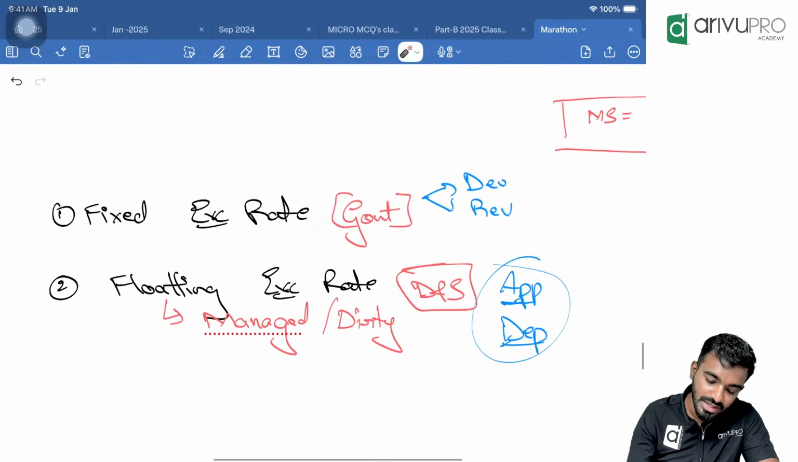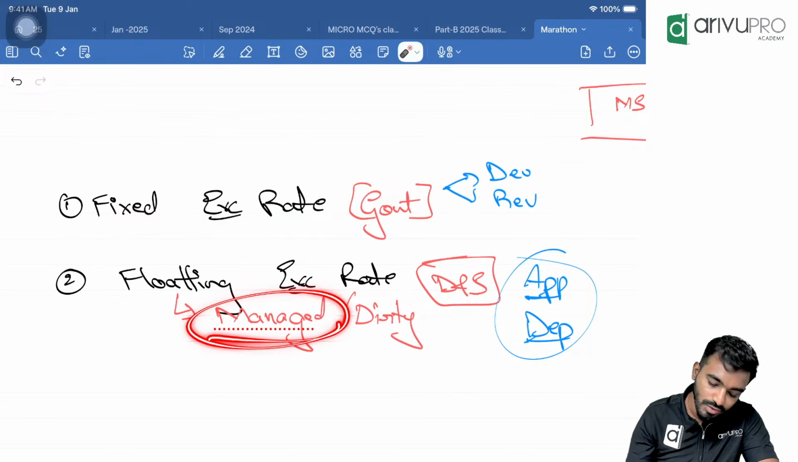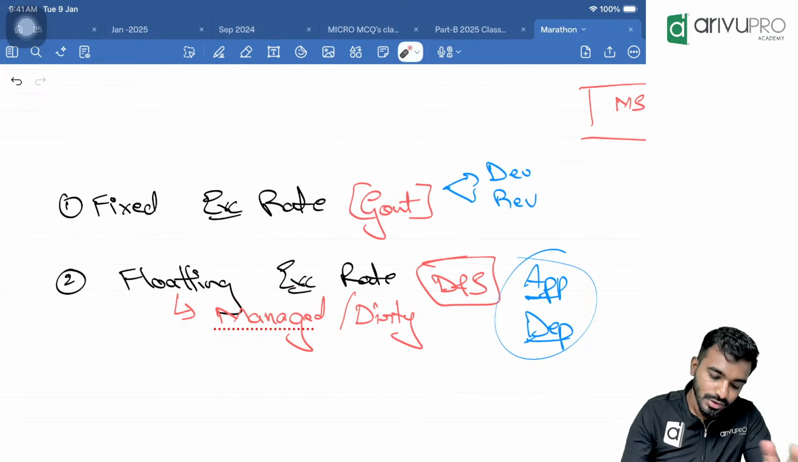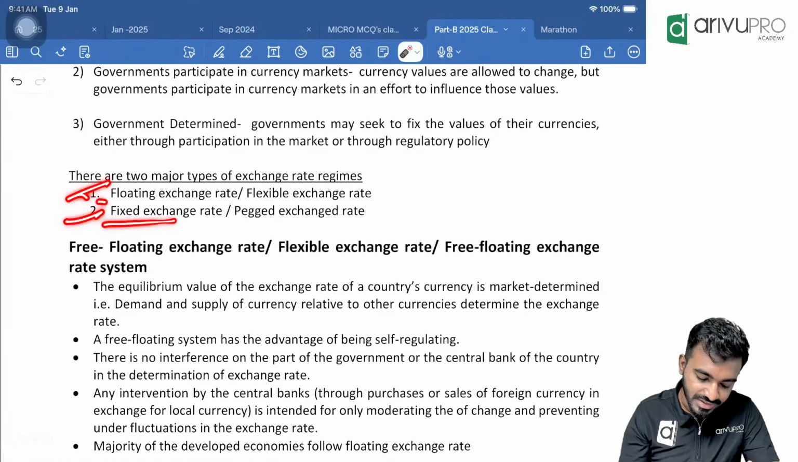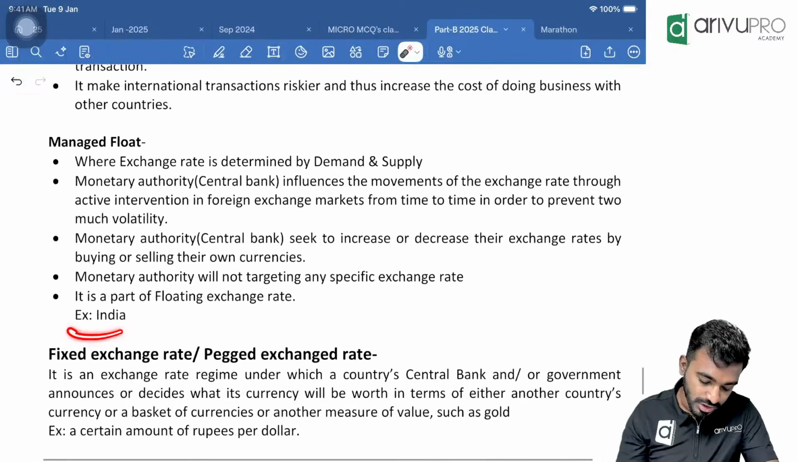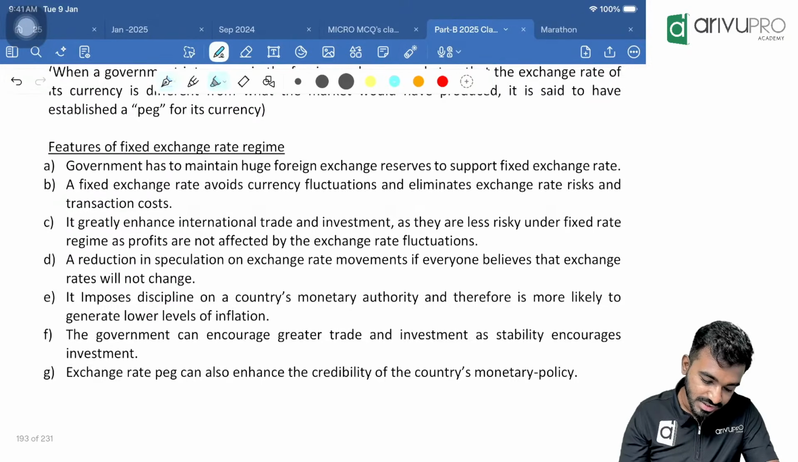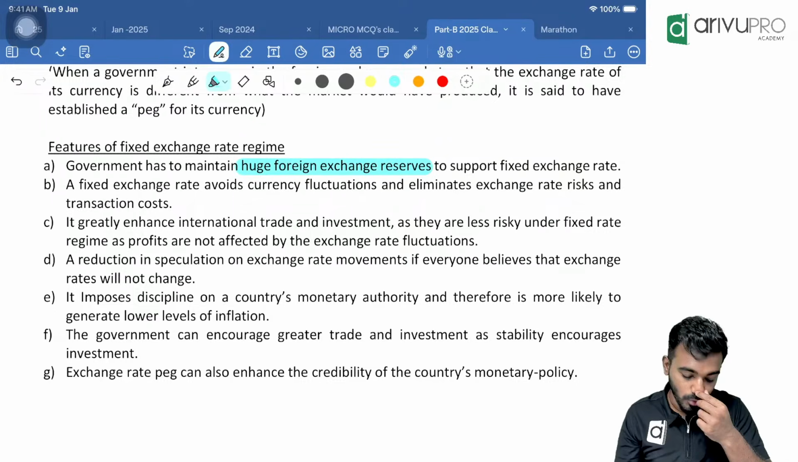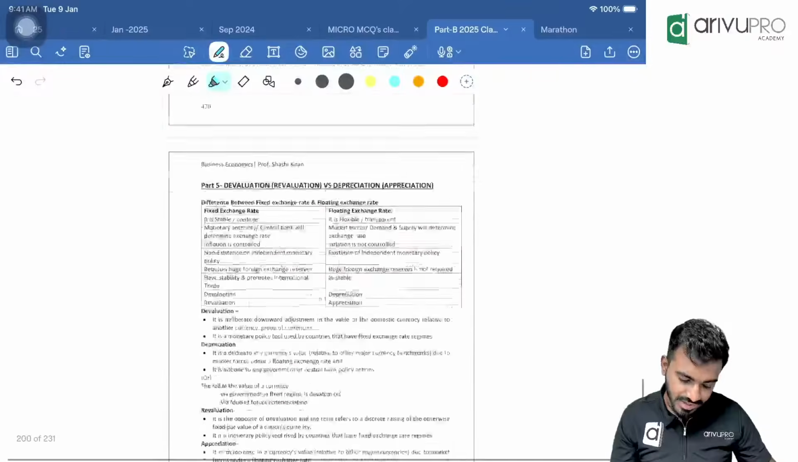So these are mainly the two types of exchange rate regime, fixed and floating. Inside the floating, we have one more type, that is managed float. So these are the exchange rate regimes. Same thing, floating and fixed: we have explained the advantages, disadvantages, and managed float, which is what India follows. Especially in a fixed exchange rate, the nation's foreign exchange reserves should be huge. They have to maintain huge foreign exchange reserves to support all of this. And at last, in part number 5, I have given the difference. See here.